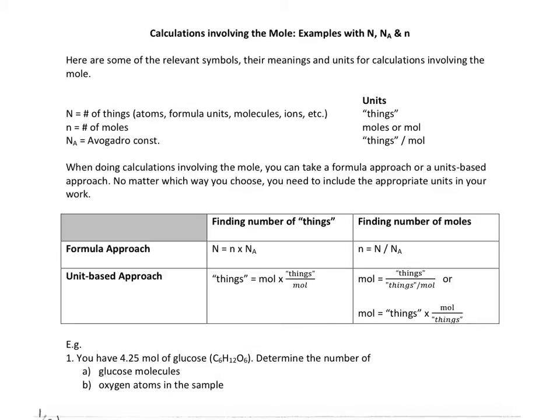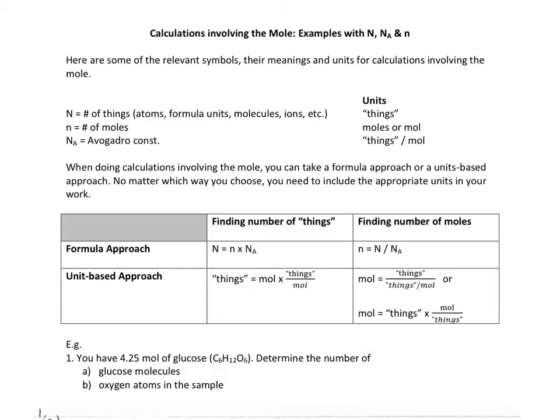And so the N here, the capital N, represents number of things, and that can be atoms, formula units, molecules, ions, you name it. It's the number of things. The lowercase n right here is the number of moles. That's the standard symbol for number of moles, and of course it has the units of moles. And then Avogadro's constant, that's the number of things in a mole, as we talked about in the mole tutorial, and the units for it are things per mole.